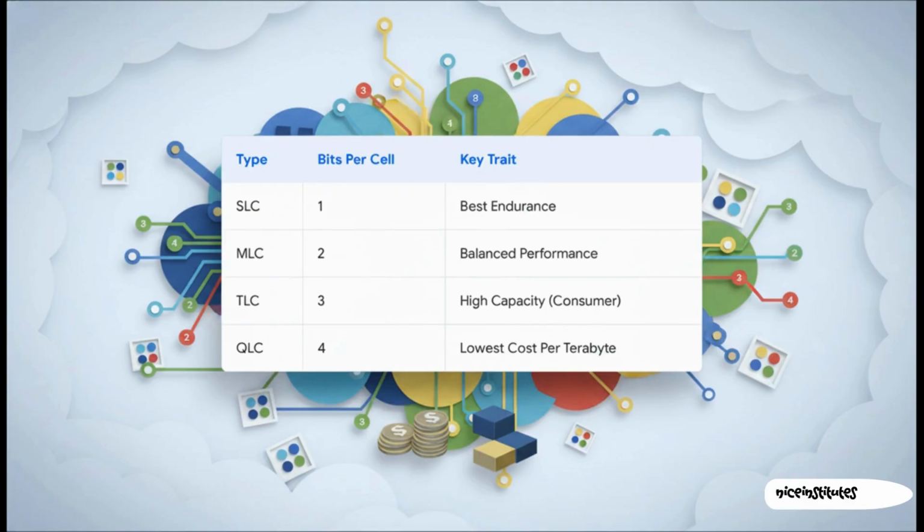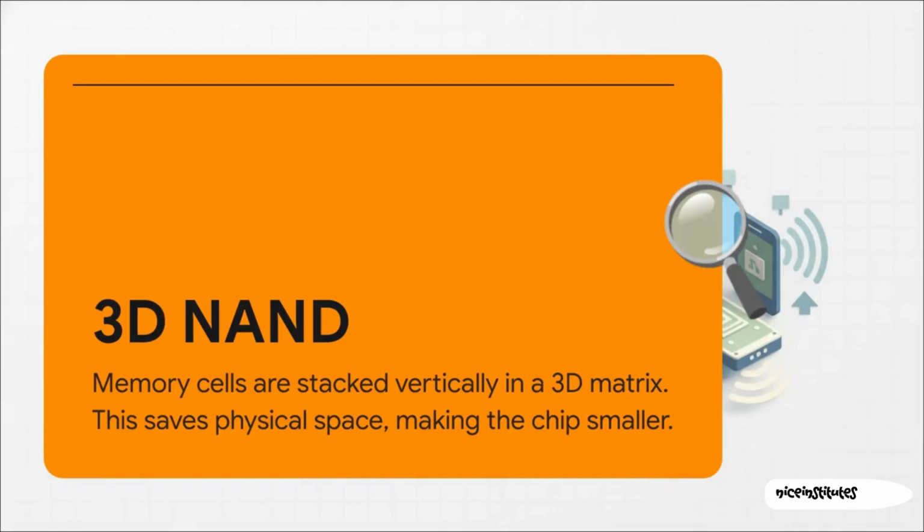Then came MLC, TLC, and now QLC, storing 2, 3, and even 4 bits in the exact same cell. Every step makes the storage bigger and the cost lower, which is exactly why you can buy huge SSDs today without breaking the bank. But the other massive, mind-blowing leap forward is 3D NAND. For years, engineers were just trying to shrink everything and pack it closer together on a flat 2D plane. But they literally hit a physical wall. They couldn't make things any smaller. So, the solution? Go vertical.